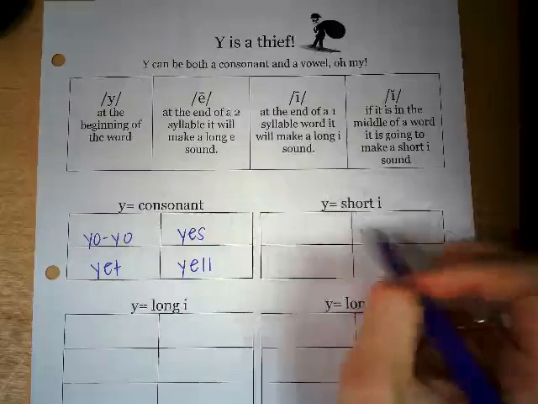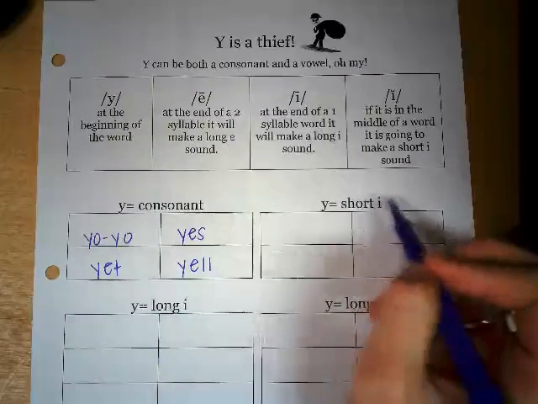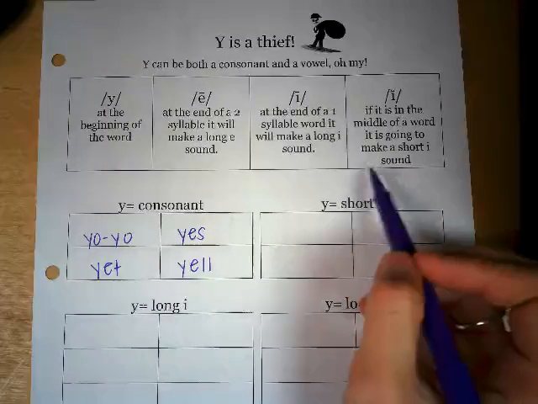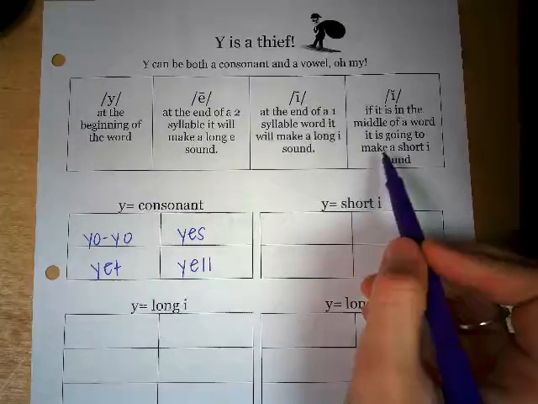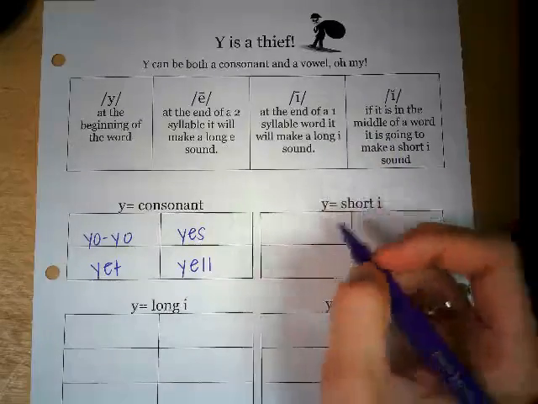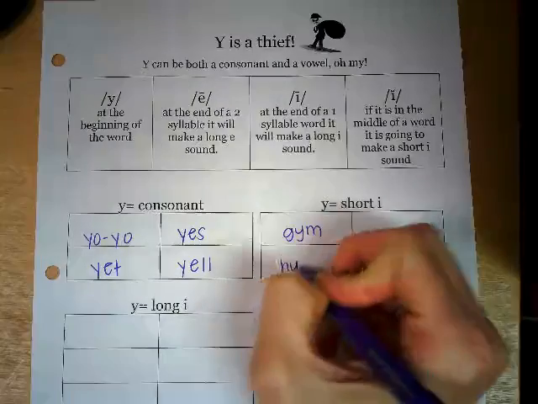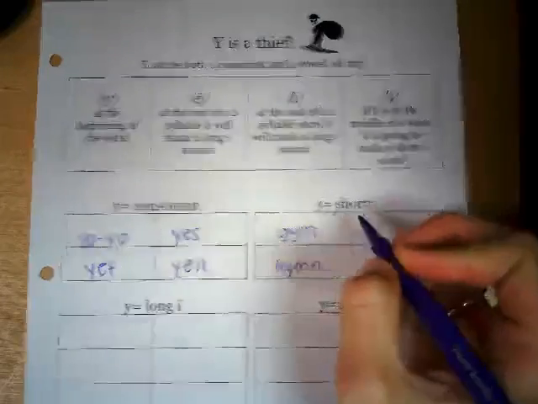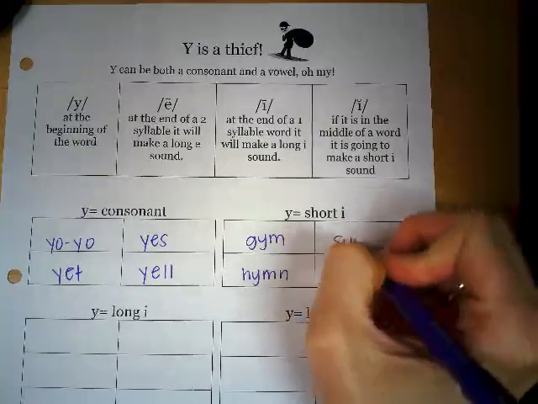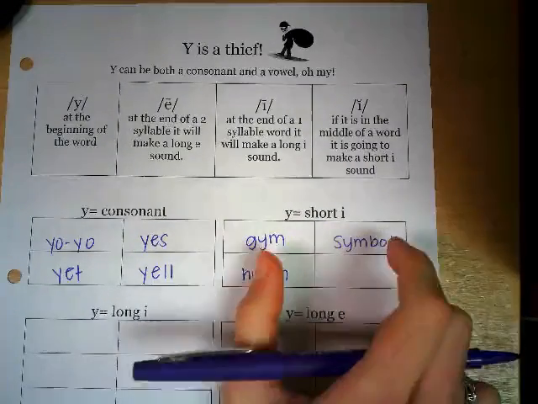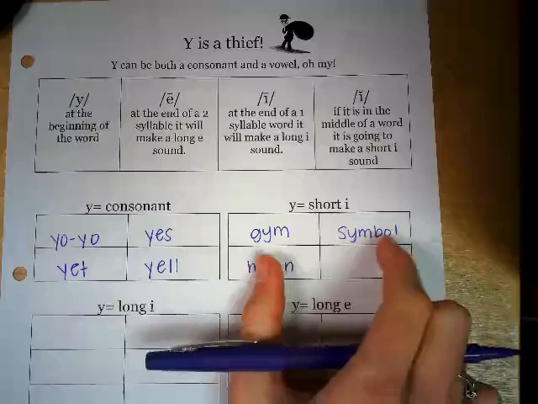Now, it can also, tricky, sometimes be a short I sound in the middle of the word. And we'll specifically go over these words. It's not very common, but sometimes it can. For example, like gym, him, or like symbol. Now again, we're not really going to focus too much on these words. I just want the students to be aware that this does occur.